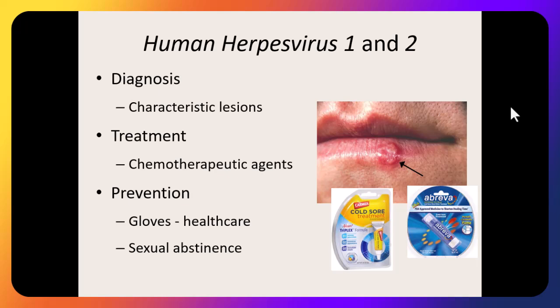Hopefully you just don't get it, but odds are you will at some point. Gloves, prevention. If you have outward infections, make sure you wear gloves. You're not doing skin-to-skin contact if you can avoid it. Sexual abstinence is really the only way to stop HHV2 infections.